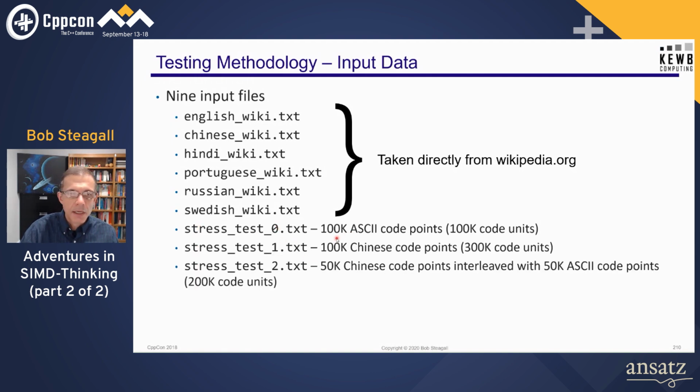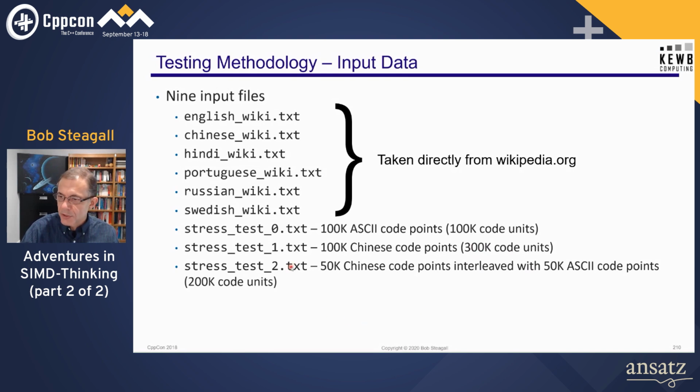The first stress test has 100,000 ASCII code points in it. That's all. It's effectively a no stress test because there are no multi-byte sequences in it. The second stress test is one where every sequence is a 3-byte sequence. So there's 100,000 Chinese code points. There are 3 code units per code point, so there are 300,000 code units, 300 kilobytes.